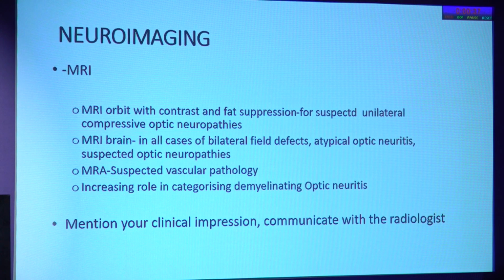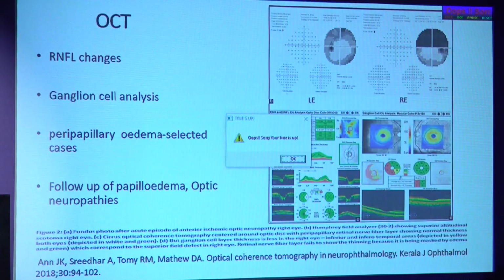Now, neuroimaging is a must. You should not think twice about it if you really feel it is indicated. We customize it: if you really suspect a compressive optic neuropathy, you go for MRI orbit. If you have a bilateral field defect or atypical optic neuritis, MRI brain is a must. In vascular pathologies, MR angiography. We also have to categorize demyelinating or immune-mediated optic neuritis, and a lot of findings are there in the MRI. Always communicate with the radiologist for better results.